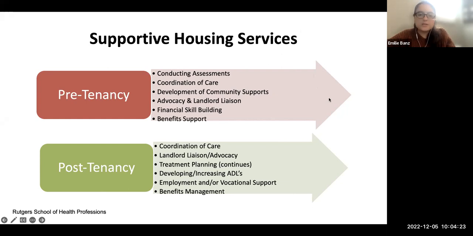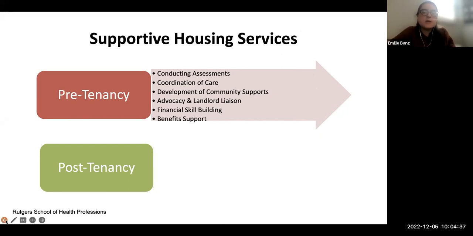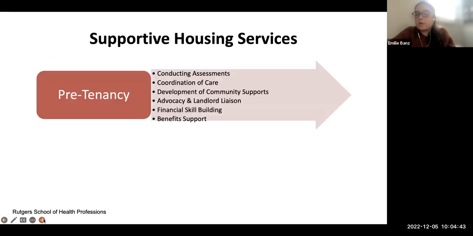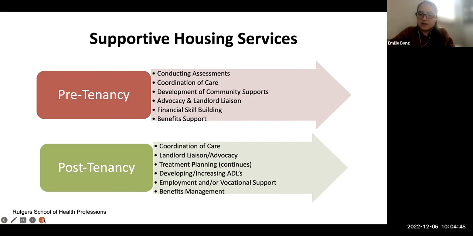All right, cool. So I'm getting some yeses. So the idea is when I start talking about some of these other strategies, these are going to be different strategies that can support you in providing these pre-employment services and employment sustaining services, as well as providing these pre-tenancy and post-tenancy services. Okay, so they're kind of working together to help enhance service provision.